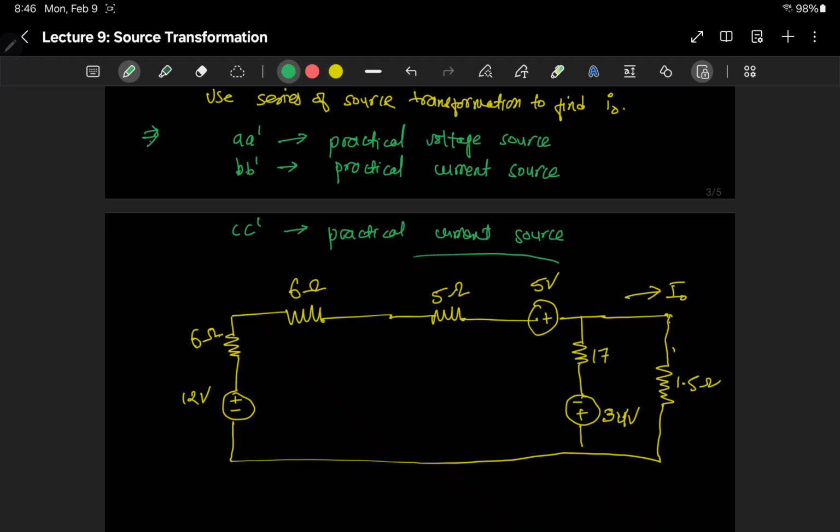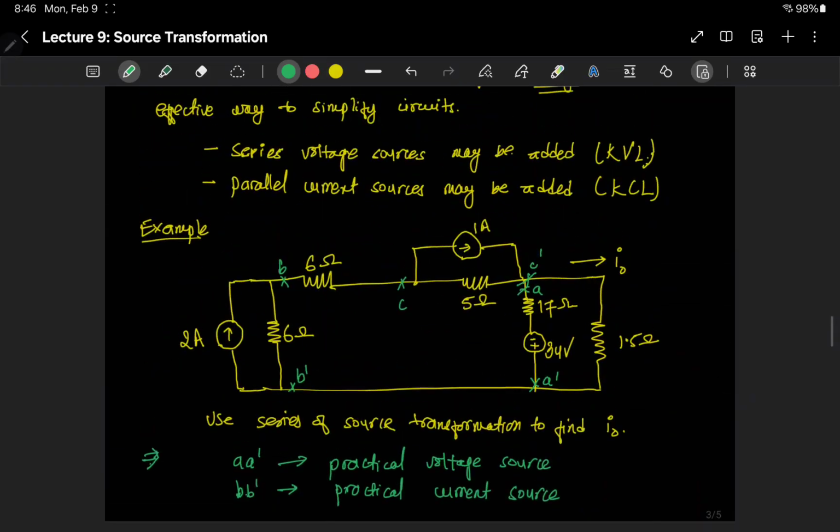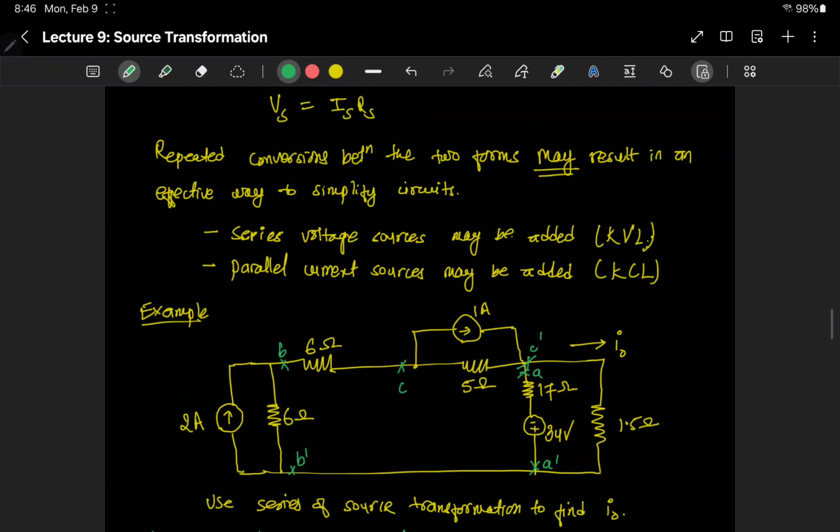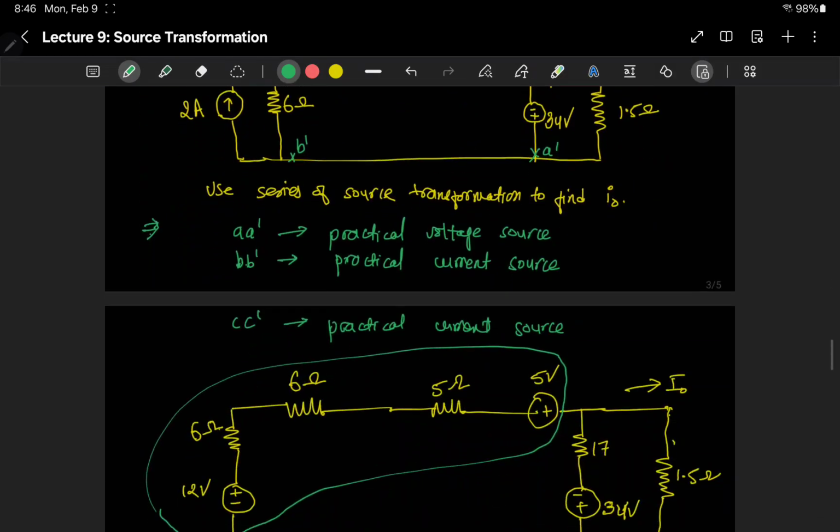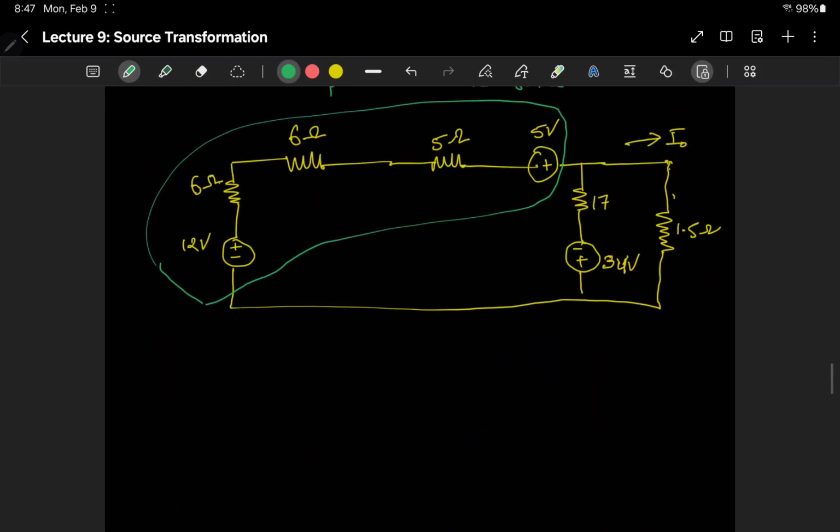So looking into this part of the circuit, we have the voltage sources and the resistors in series, and we just wrote down that series voltages may be added using KVL, right? So to simplify this circuit further, we can add up the resistors and we can add up the voltages. Okay, so doing that, back to the original pen.